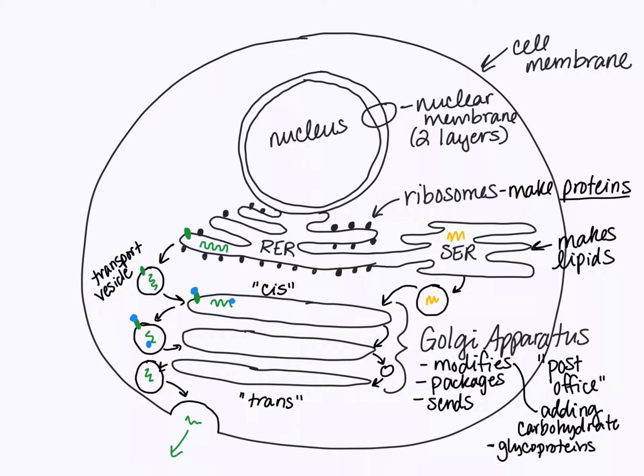If it's something that's actually embedded in the membrane of the transport vesicle, then it might actually get incorporated into the cell membrane. So, for example, this kind of protein right here might actually become a protein associated with the cell membrane.